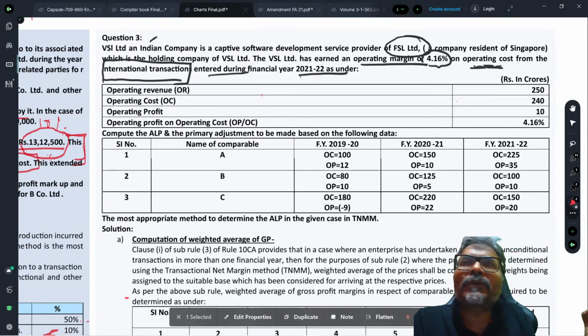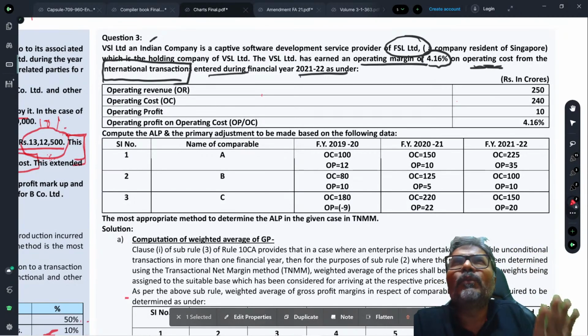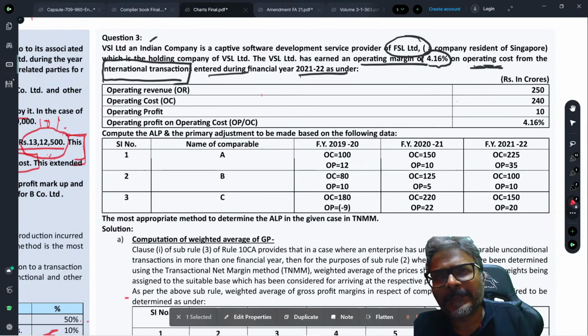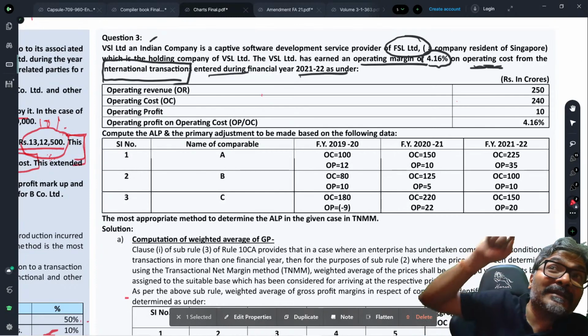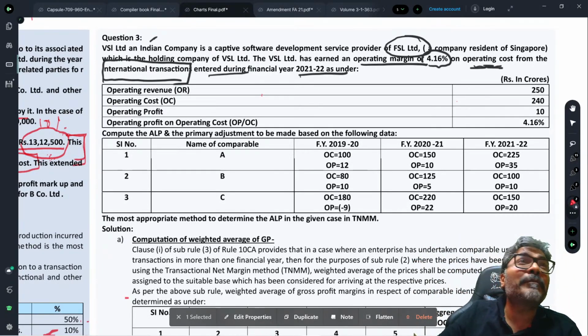In yesterday's class, what did I tell you? That the transaction net margin method having a base with the cost is the same as that of cost plus method in the examination. So don't worry. The only thing that changes is in the transaction net margin method having a base with the resale price method.